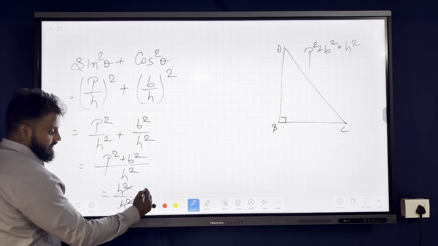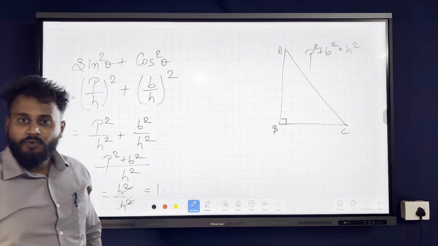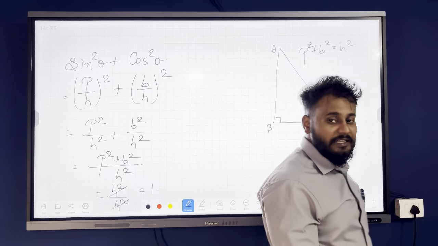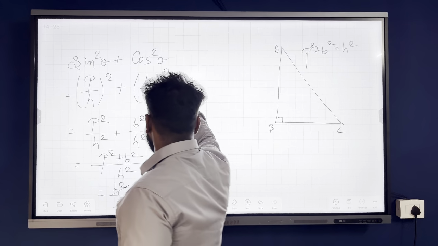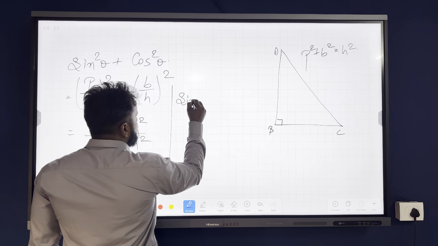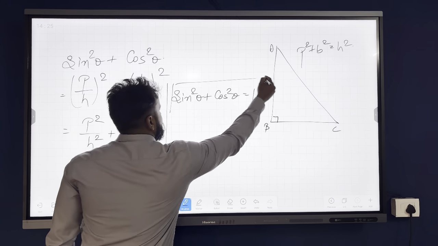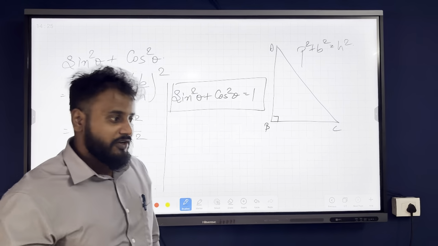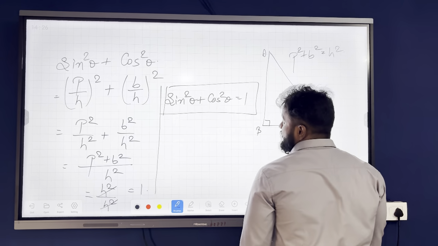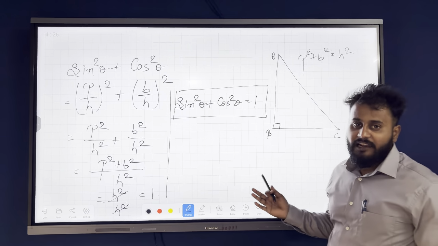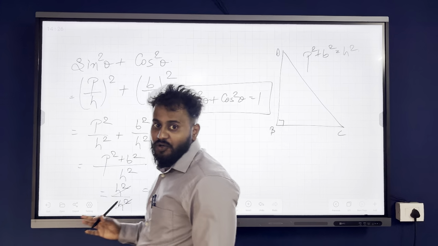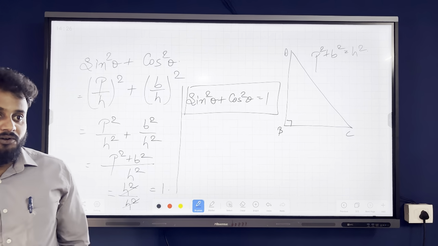This h square is going to cancel out. We have got the value 1. So from here we have derived that sin square θ plus cos square θ is always equal to what? That is, sin square θ plus cos square θ is always equal to 1. So the next mathematician had done this: how we can square or add these t ratios so that we can get the value to be equal to 1.